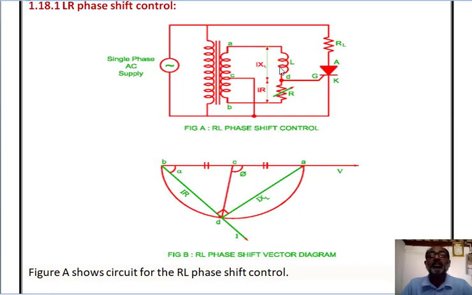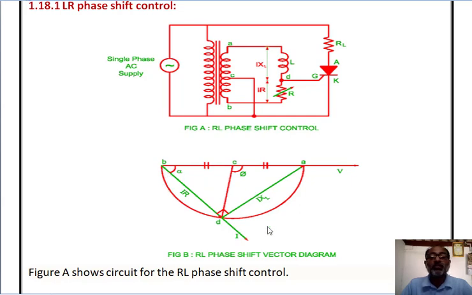Here you can see this series combination is connected to the A and B points of the secondary winding of the transformer. As shown in this vector diagram, AB is nothing but the voltage drop across terminals A and B of the secondary winding. When we apply single phase voltage to the primary winding, an EMF is induced in the secondary winding, and due to this EMF, current I flows through this circuit.